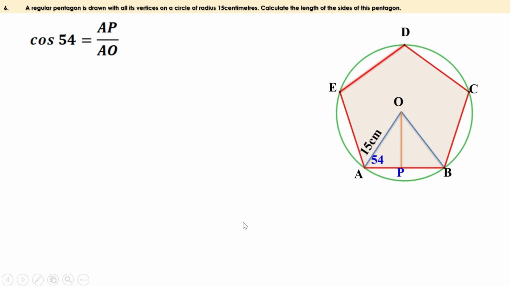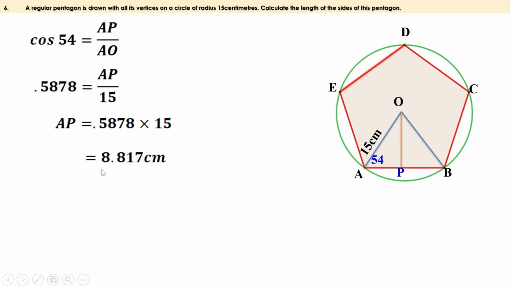AO is 15 centimeters and value of cos 54 is 0.5878. So this can be written as 0.5878 equal to AP by 15. To find AP, let us take 15 on the other side. That is AP equal to 0.5878 into 15. Multiplying, we get 8.817. That is AP equal to 8.817 centimeters. We know AB is 2 times AP. Therefore, AB equal to 2 into 8.817 and that is equal to 17.634 centimeters.